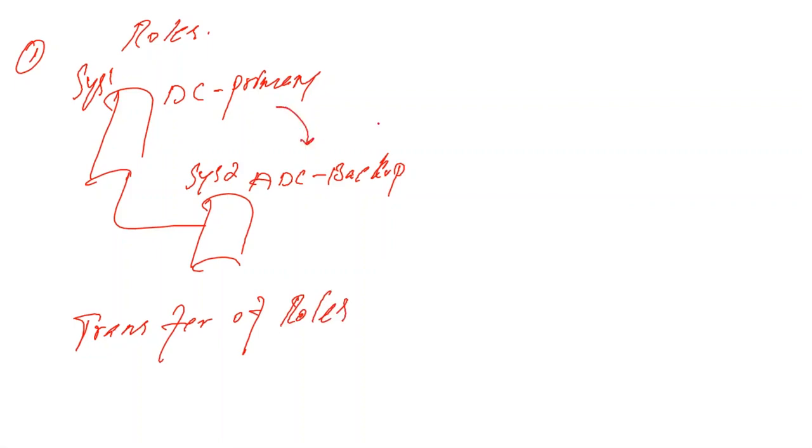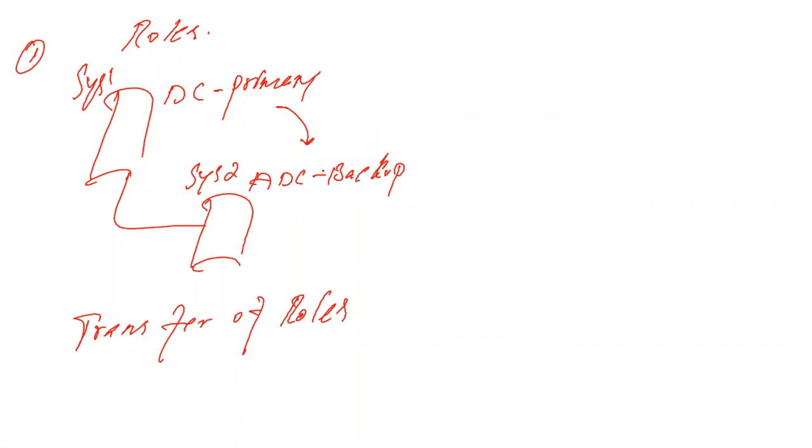By the help of transfer of roles, transfer all the roles from DC to ADC, right? So I want to troubleshoot the problem in the DC, maybe hardware, maybe operating system. I want to bring down the DC. Before bringing down the DC, I have to transfer all the roles from system 1 DC to system 2 ADC. And remember, always, the transfer of roles we perform from the primary server to the backup server, DC to ADC.